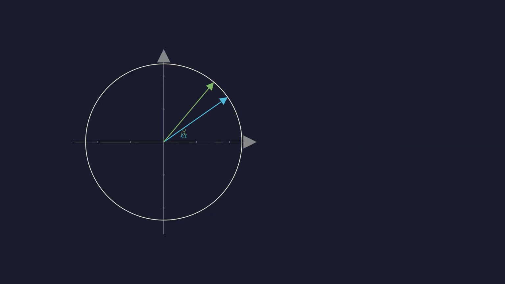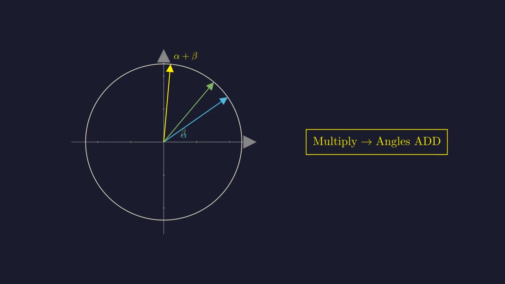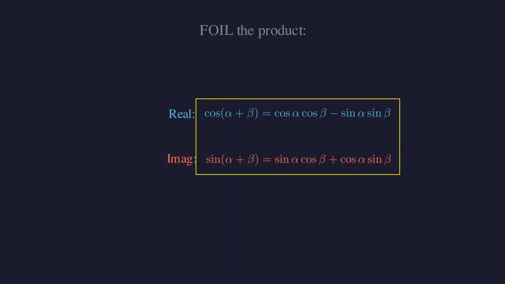Now multiply two complex numbers on the unit circle. Their angles add. I'll say that again, multiplying complex numbers equals adding angles on the unit circle. Let that land. Expand that product. Real part gives you cosine of alpha plus beta. Imaginary part gives you sine of alpha plus beta. Both addition formulas derived in one multiplication.